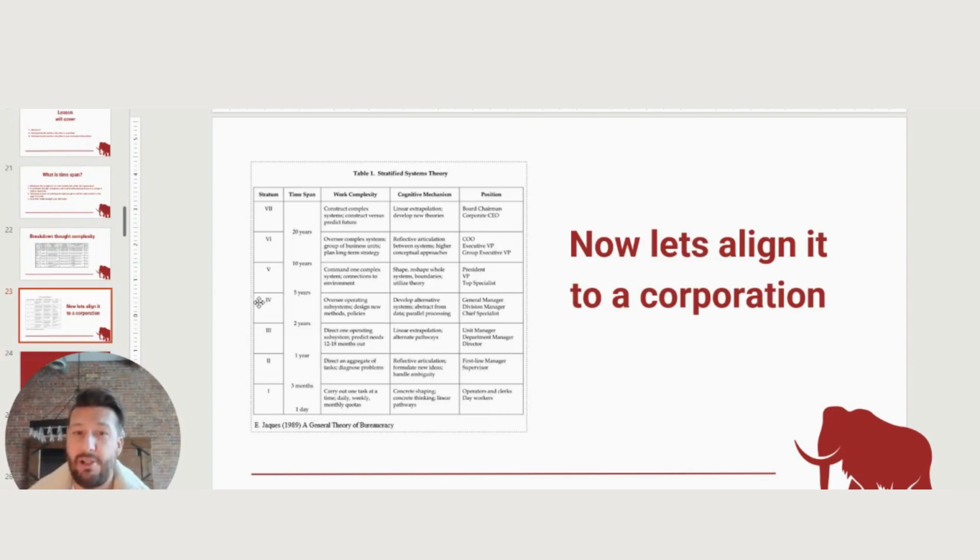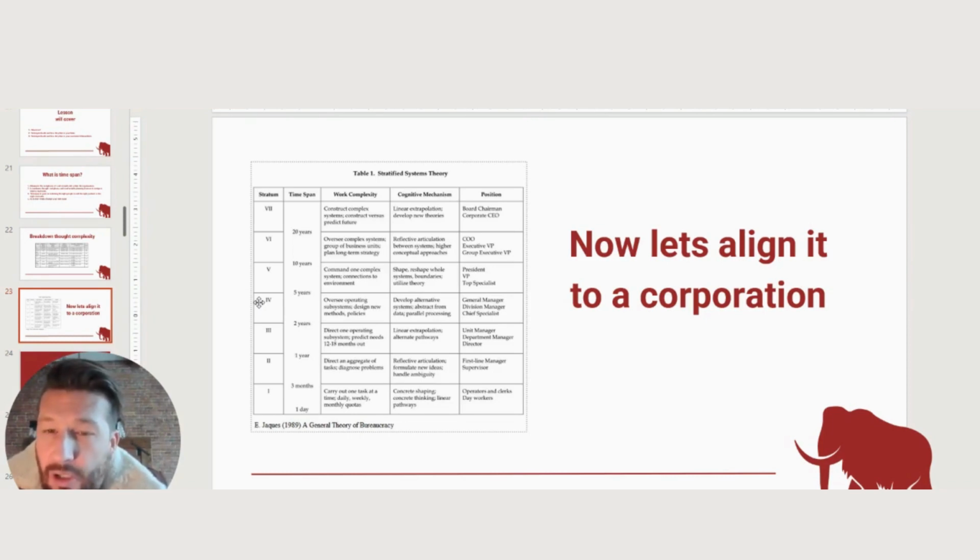So when we look at an organization, this is how we split it out. Right at the bottom, if you're carrying out one task at a time, daily, weekly, and monthly closes, with concrete shaping in linear pathways, that's 1 day to 3 months. That's what we call a time span level 1. Time span level 2, we can direct and aggregate tasks and diagnose problems. We can formulate new ideas and handle ambiguity, all within the process that we work. That's a first line manager and supervisor. Timespan level 3, we can direct one operating system and predict needs 12 to 18 months out. We can do linear exploration, so we're thinking about department managers and directors.